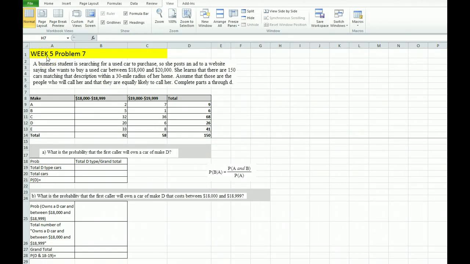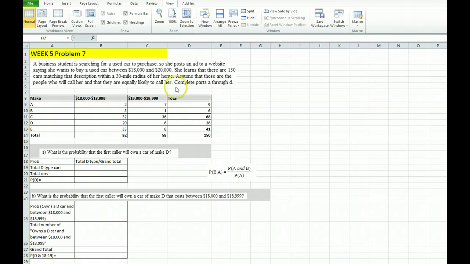This is week 5 and this is an example of problem 7. A business student is searching for a used car to purchase. So she posts an ad to a website saying she wants to buy a car between 18,000 and 20,000. She learns that there are 150 cars matching that description within a 30-mile radius of her home. Assume that those are the people who will call her and that they are equally likely to call her.